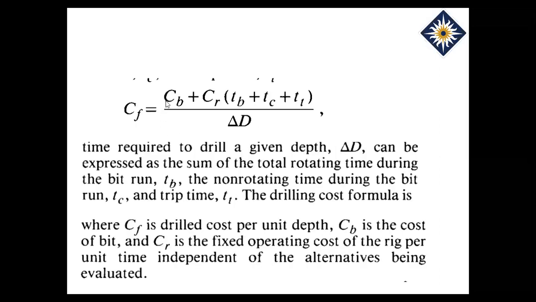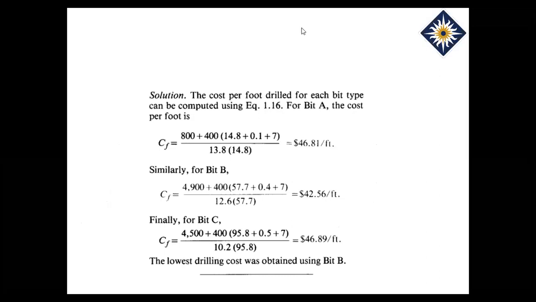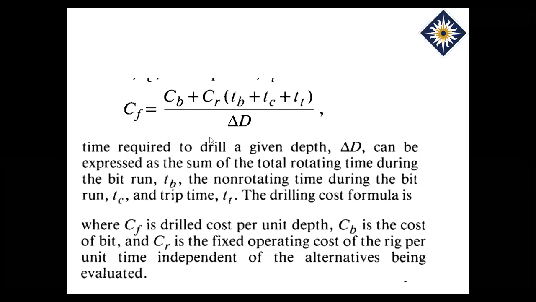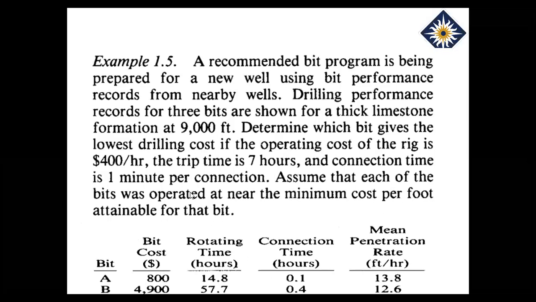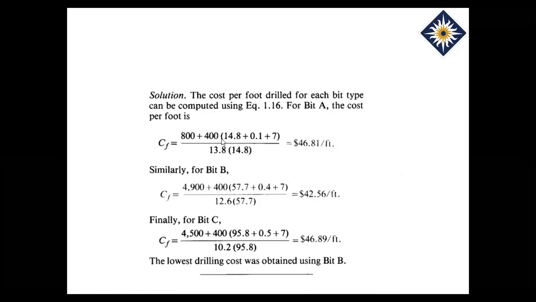First of all, let's look at it. What is this CB here? Now we have to do three calculations, as you can see: 1, 2, and 3. Here the bit cost is $800. In the second option, the bit cost is $4,900. In the third option, the bit cost is $4,500, for bits A, B, and C. Now let's look at the value CR, the rotating fixed operating cost. The fixed operating cost per hour is $400, so we put $400 here, $400 here, $400 here.